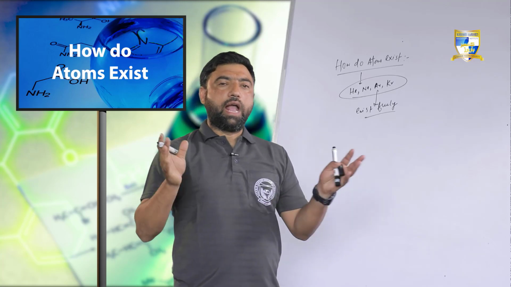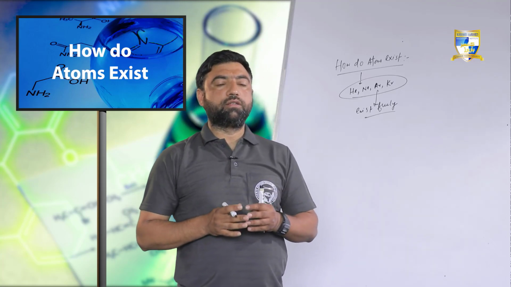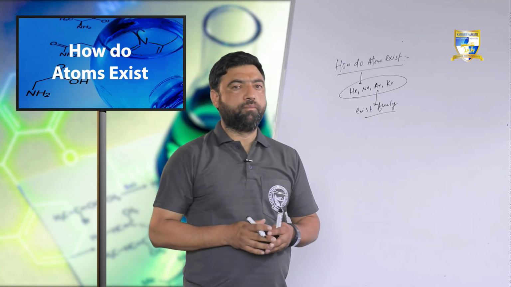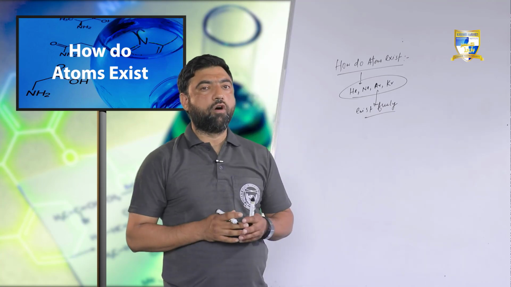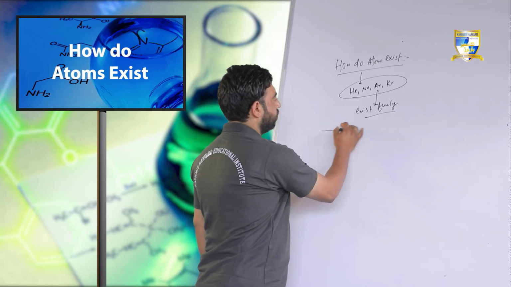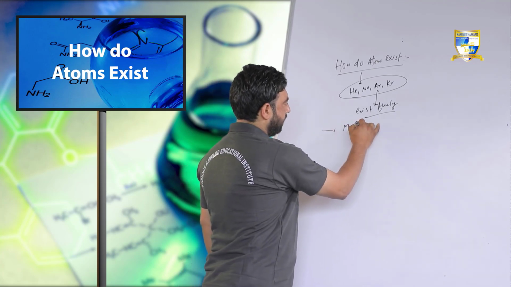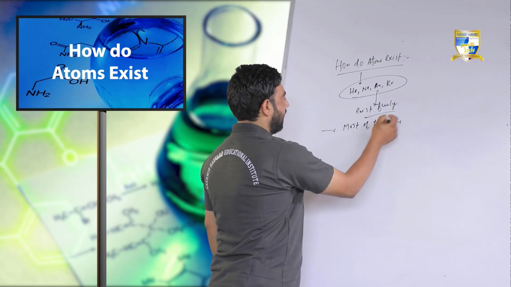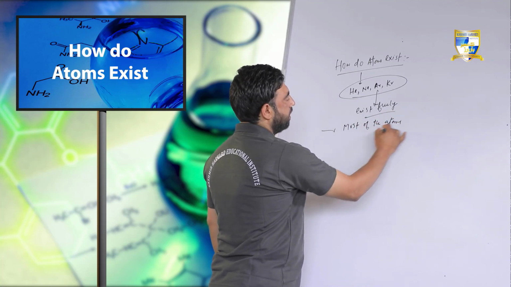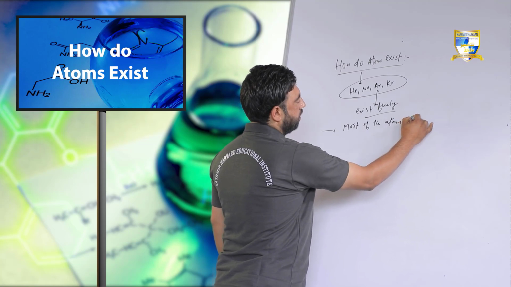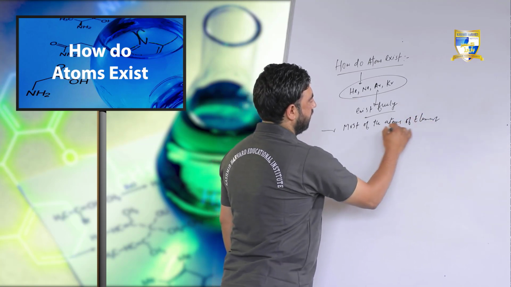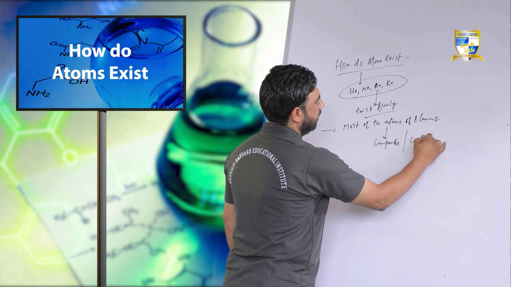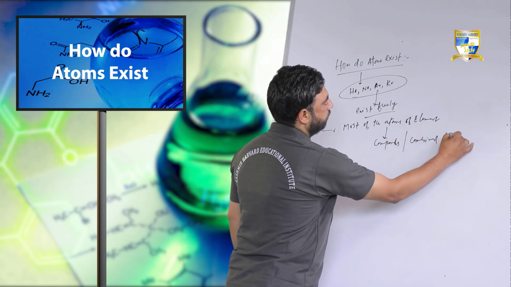While atoms of most of the elements are chemically reactive and exist in their combined form. That means in the form of compounds. So atoms of most of the elements exist in the form of compounds or in their combined form.